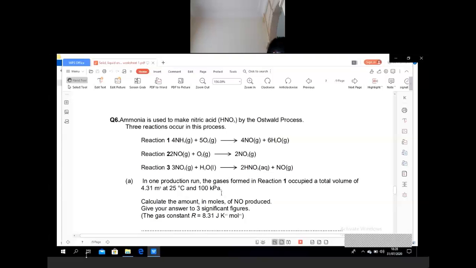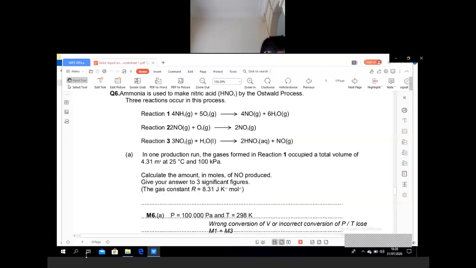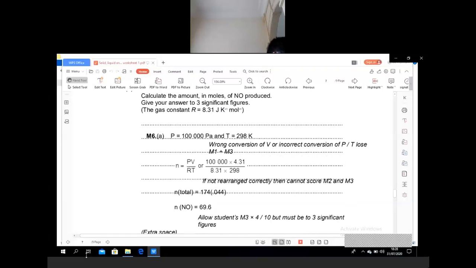Okay. In the production run, reaction 1 occupied a total volume. So this is the volume, this is the temperature, and this is the pressure. Of course, the question is asking for moles, so we have to use the formula PV = nRT. Do not forget the pressure must be in Pascal, temperature has to be in Kelvin, and volume has to be in meter cube. Then we can find the number of moles.